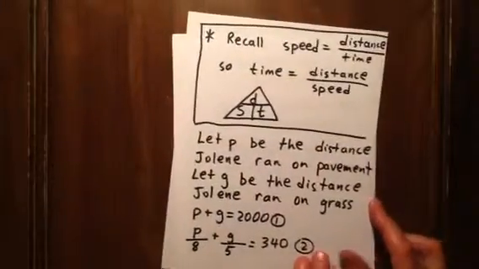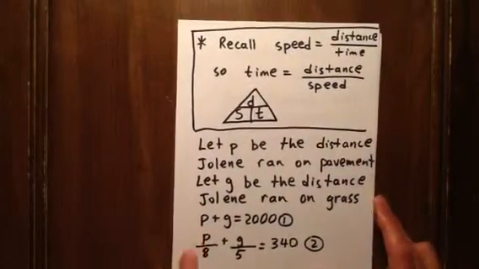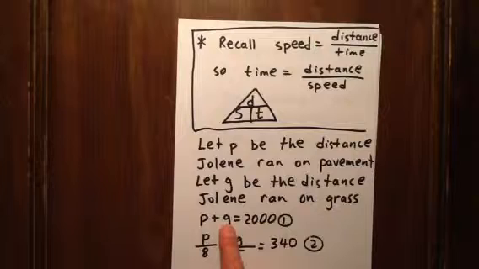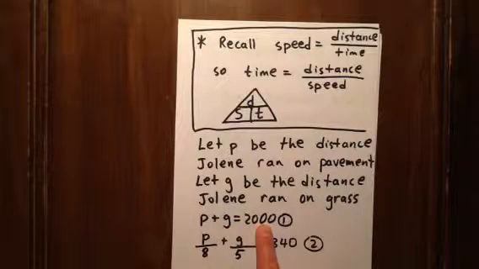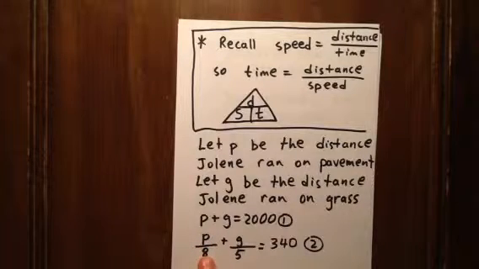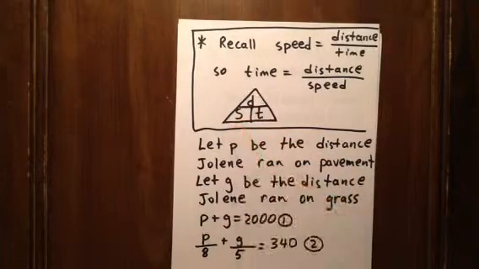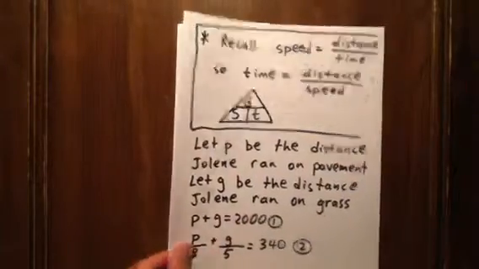So our first one, based solely on distance, is distance on pavement plus distance on grass is 2,000. The second one, based on time, is the time on the pavement, in other words, distance on pavement over speed on pavement, plus the time on the grass, in other words, distance on grass over speed on the grass, equals the total time, which is 340, because time is distance over speed. Yeah, that's a tough one.